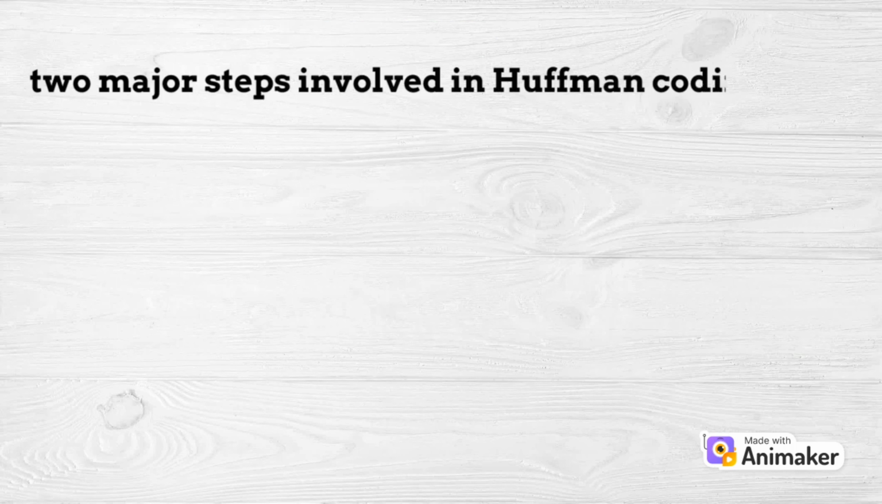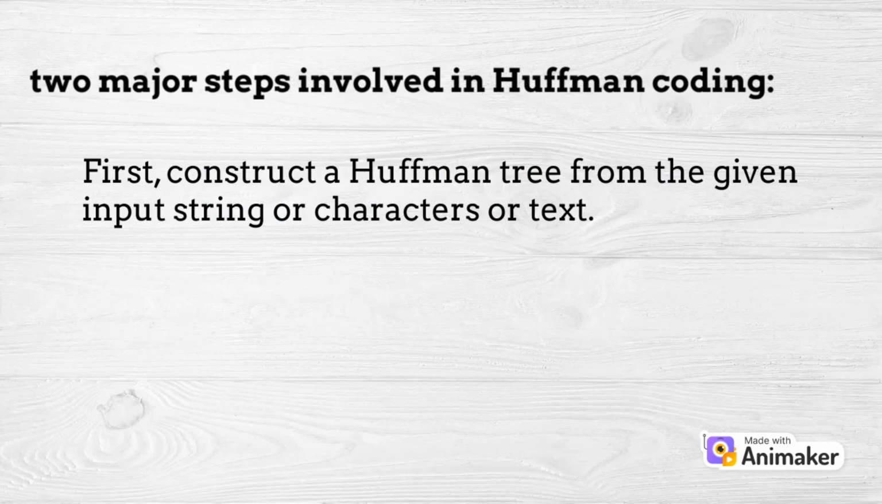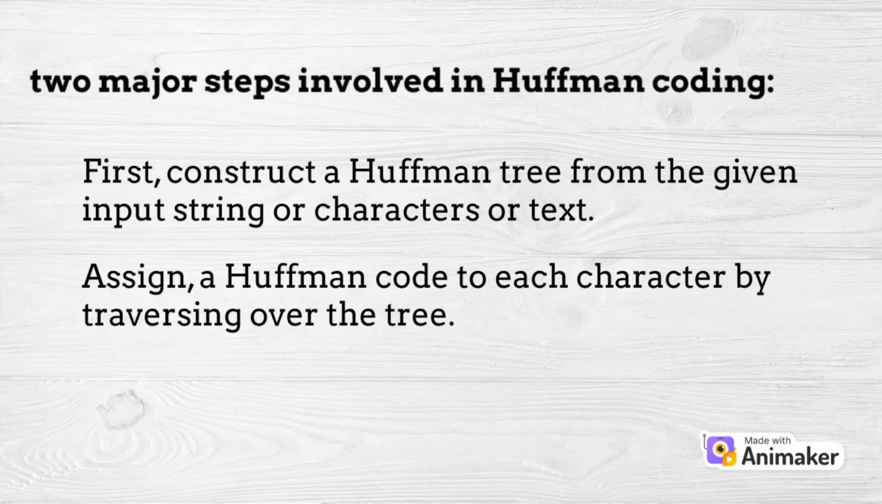There are two major steps involved in Huffman coding. They are, first, constructing a Huffman tree from the given input string or characters or text. Then, assigning a Huffman code to each character by traversing over the tree.